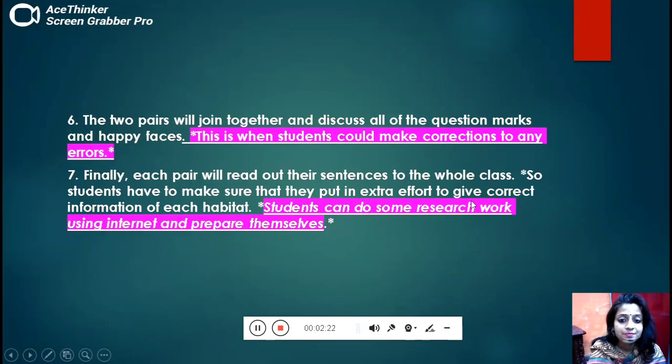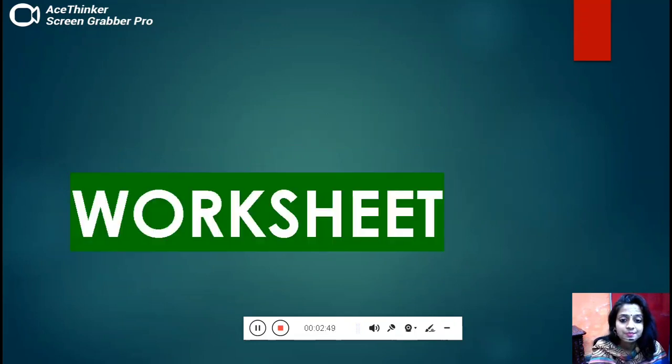Then the 2 pairs will join together and discuss all of the question marks and happy faces. This is when students could make corrections to any errors. And finally, each pair will read out their sentences to the whole class. So students have to make sure that they put in extra effort to give correct information of each habitat. Students can do some research work using internet and prepare themselves.